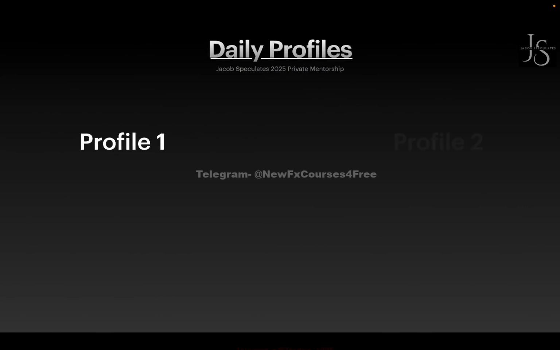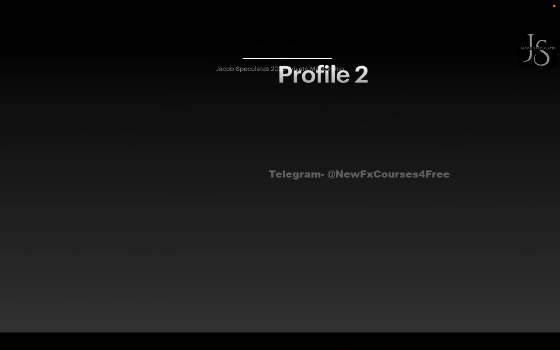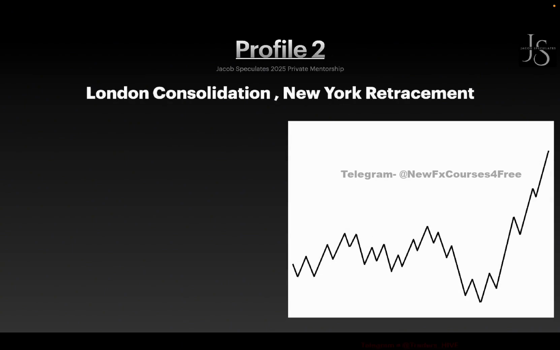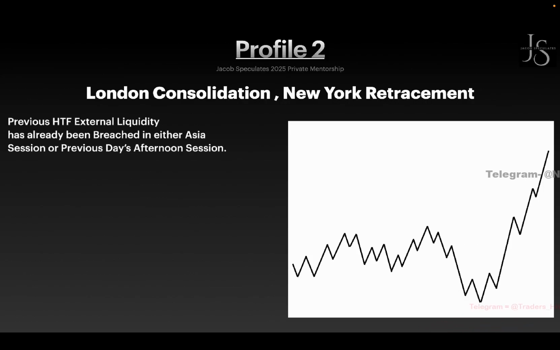All right, now profile 2. Profile number 2 is London consolidation, New York retracement. In this profile, previous higher time frame external liquidity has already been breached in either Asia session or previous day's afternoon session.